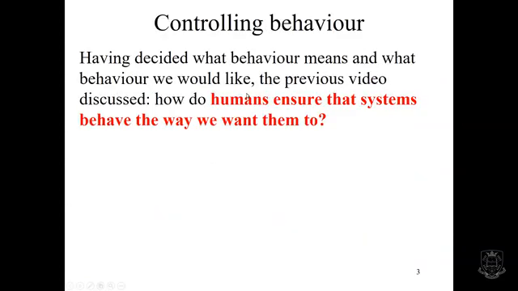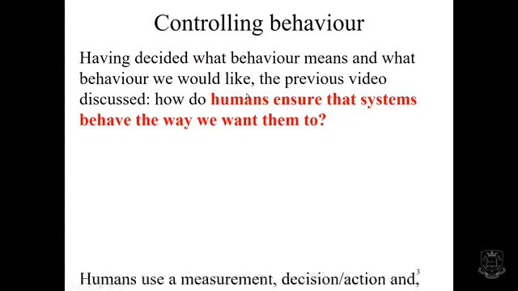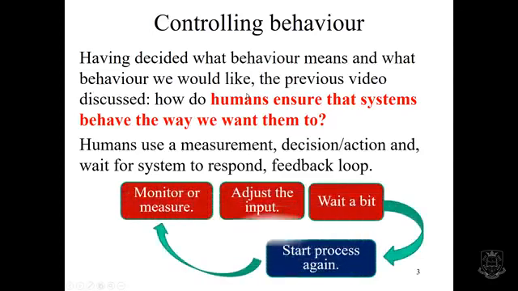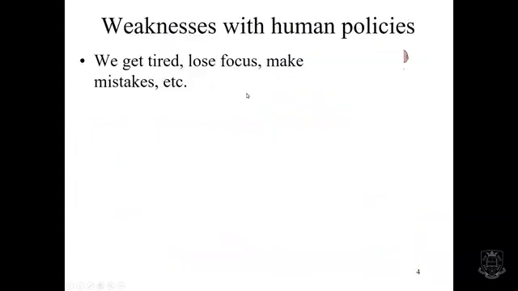Controlling behaviour then. Having decided what behaviour means and what behaviour we would like, the previous video discussed how humans ensure that systems behave the way we want them to. Humans tend to use a measurement, decision-action and wait for the system to respond sort of feedback loop, and that was demonstrated in the previous video, and you can see the diagram down here. We showed that it tends to be quite effective. However, what are the weaknesses with human policies?